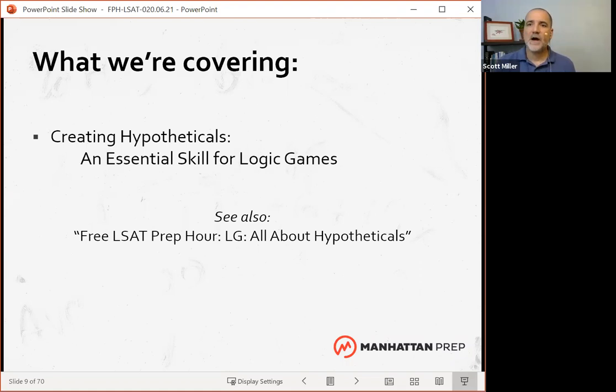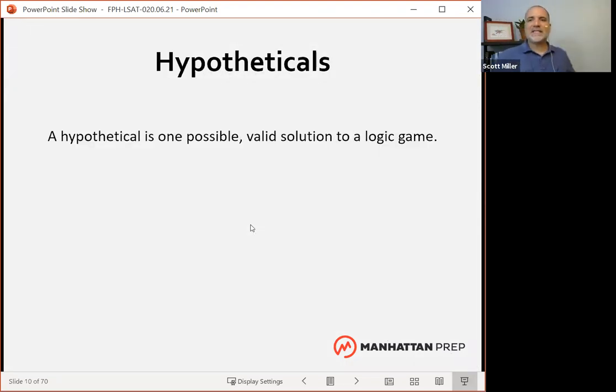The simple definition, or one definition, for a hypothetical is that it's one possible valid solution to a logic game. One valid possible solution. The logic game section, as you may know, is going to give you a scenario, a little story, some rules, and then you're going to answer questions based on the information that they give you.